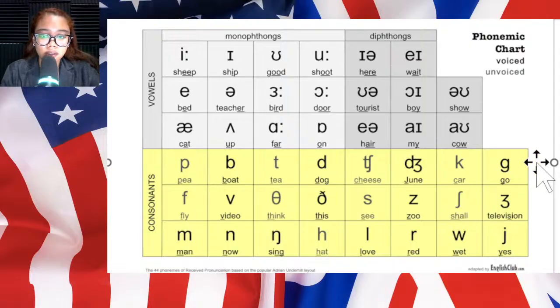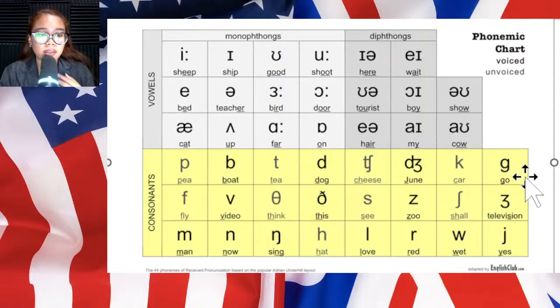Now, to produce this consonant, start by pressing the back of your tongue against the soft part of the roof of your mouth. Again, you pull your tongue all the way to the back and press it at the soft palate, or soft part of the roof of your mouth at the back.